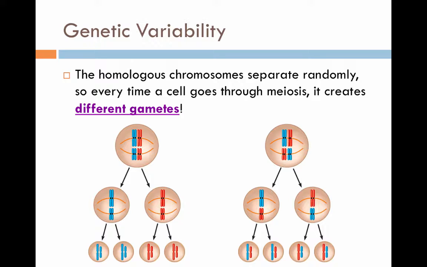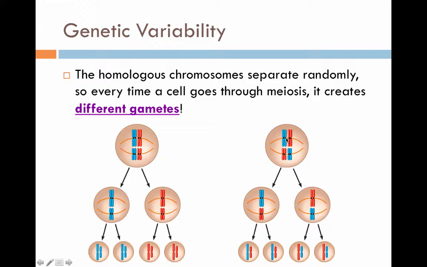Why do I keep saying that meiosis creates different cells? How does that happen? Well, when the homologous chromosomes separate, they do so randomly. So every single time a cell goes through meiosis, it creates different gametes. Look at the picture. We have all the blue chromosomes on the left and all the red chromosomes on the right. By the way, they're actually not colored in your cell. This is just so you understand it. The blue ones go to the left, the red ones go to the right, and notice at the end we have blues in some cells and reds in the other cells. But it's random how they separate.